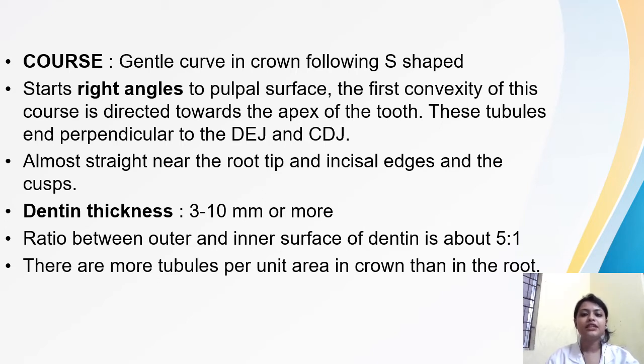Now, what will be the dentin thickness? 3 to 10 millimeters or more. The ratio between the outer and inner surface of the dentin is about 5:1. There are more tubules per unit area in the crown than in the root. So in the crown you will find more dentinal tubules per unit surface area than in the root.